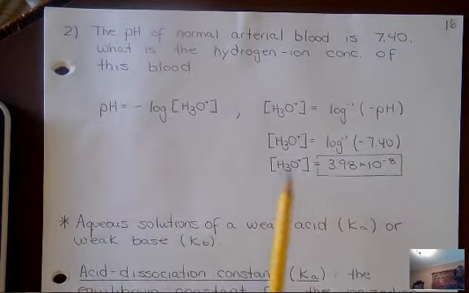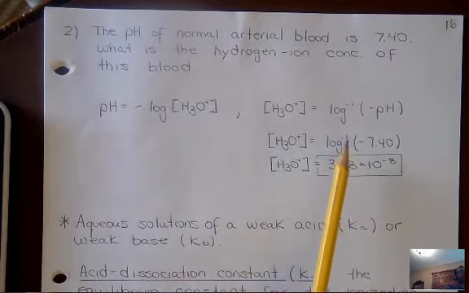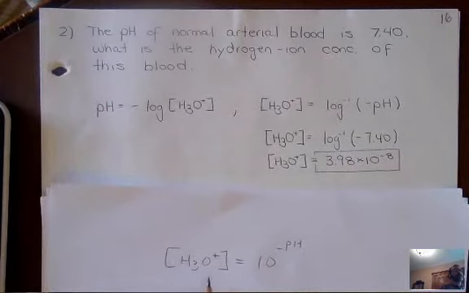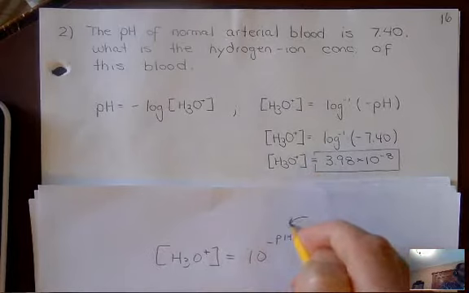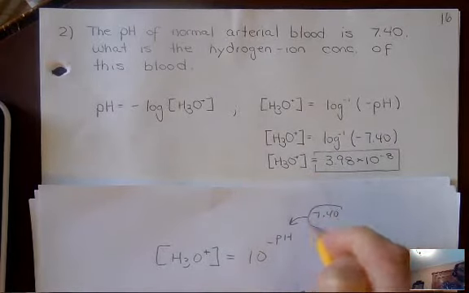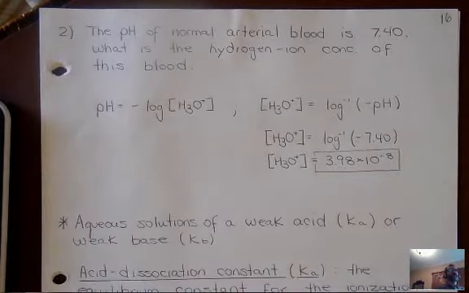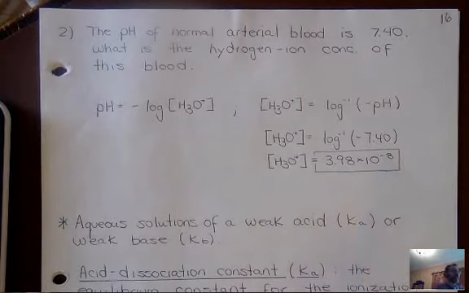Okay, so two ways of looking at it. The hydronium ion concentration is the antilog of negative 7.40. The other way of looking at it is the hydronium ion concentration is 10 to the minus whatever the pH is. And in this example, we're going to plug a 7.40 in there. So either way, okay? So 10 to the minus 7.4 or the antilog of negative 7.4. When you do that, you get 3.98 times 10 to the minus 8. So practice these yourselves, guys, and make sure you get it right.